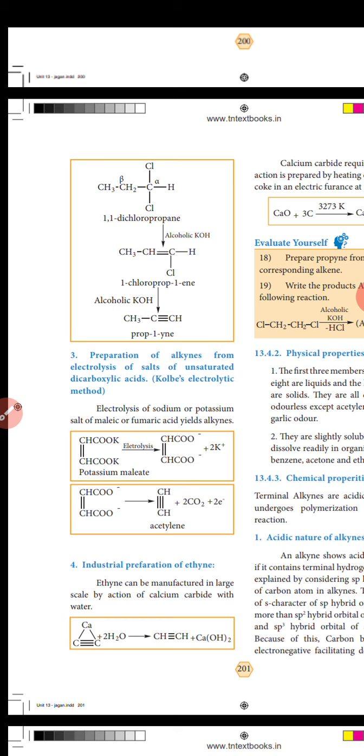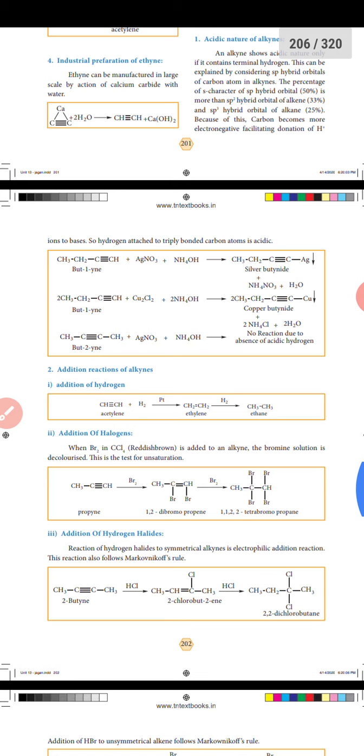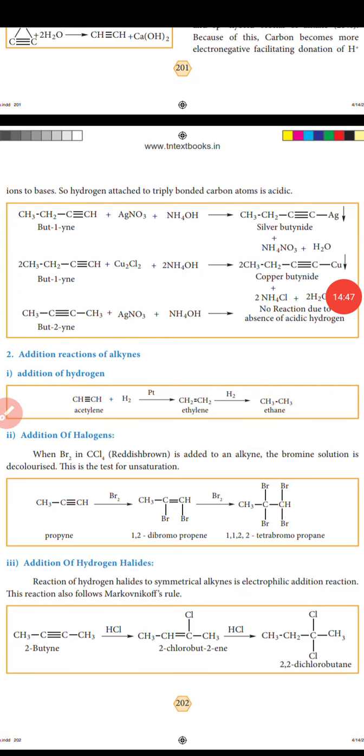It undergoes polymerization and addition reactions. The acidic nature of alkynes. The first one: CH3CH2-C≡CH plus silver nitrate, plus added ammonium hydroxide, so silver butanide. The first one, copper butanide.